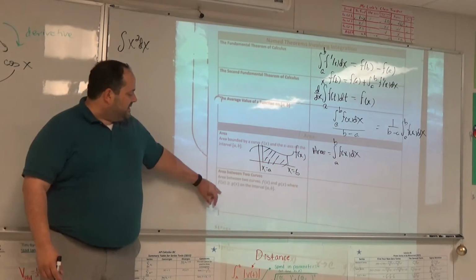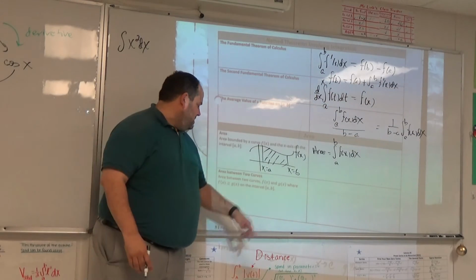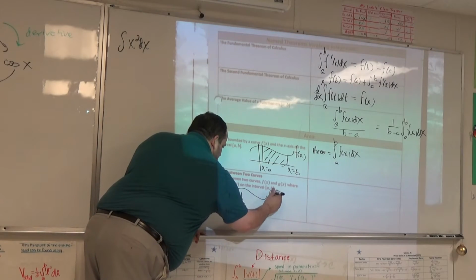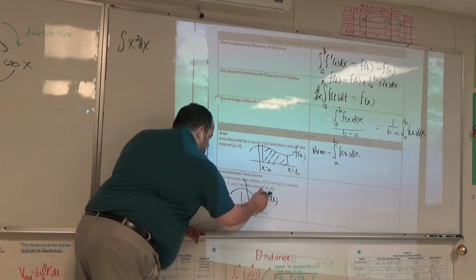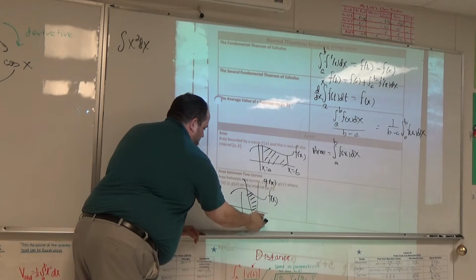But maybe we're dealing with the area between 2 curves. This is area between 2 curves, f of x and g of x, where f of x is greater than or equal to g of x. So here's some function f of x. Here's some function g of x. I want that area.